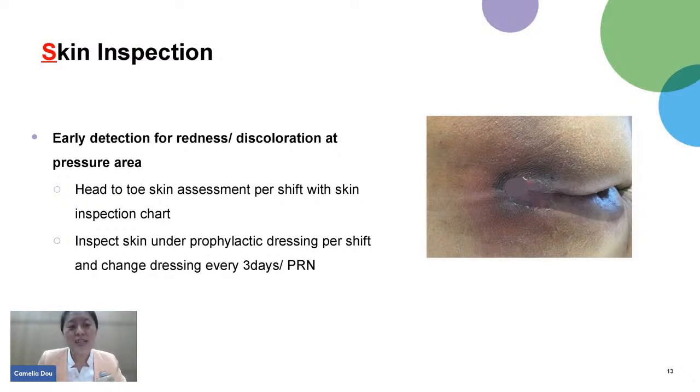Even for patients under prophylactic dressing, a lot of times we apply a five-layer foam dressing. Some people say, if you apply the prophylactic dressing, we may not need to check, it's already protected. However, we still need to check it every shift, to make sure no pressure injury or redness develops there. And after 3 days, we need to change it. Yeah, next slide, please.